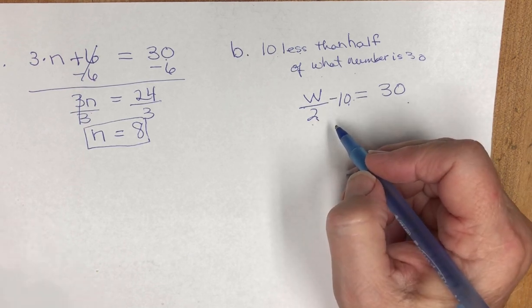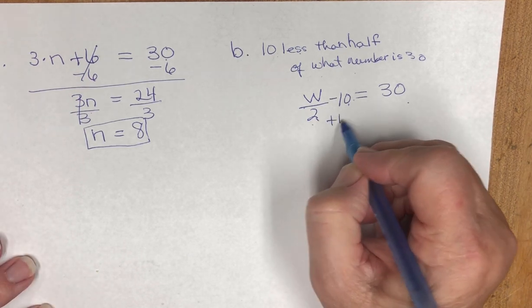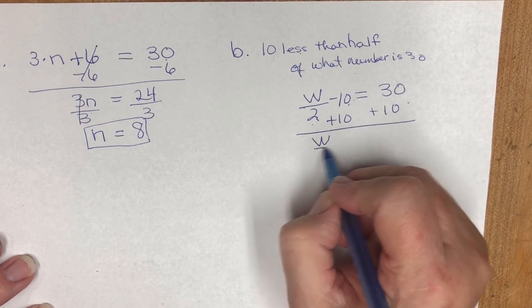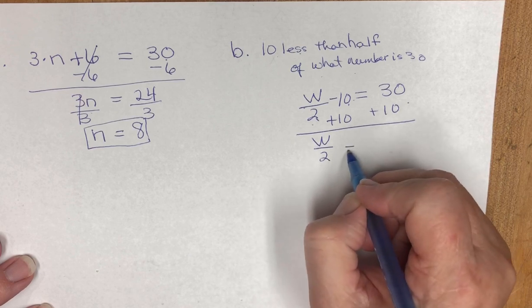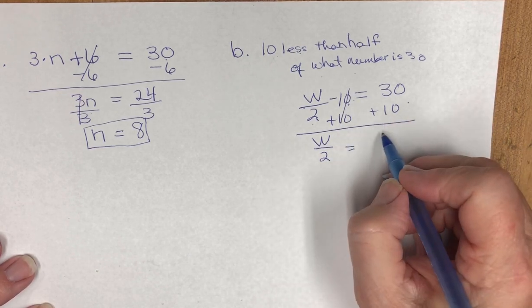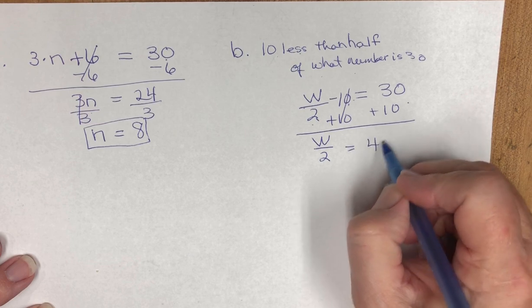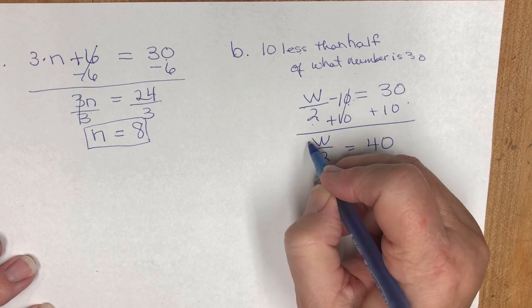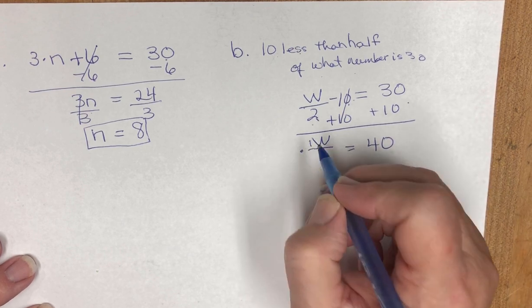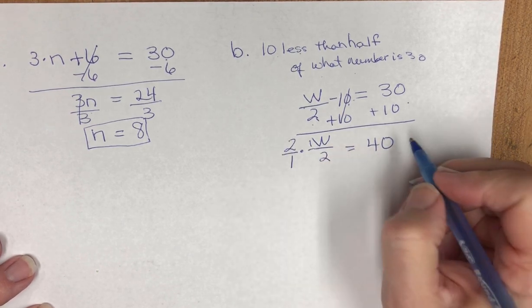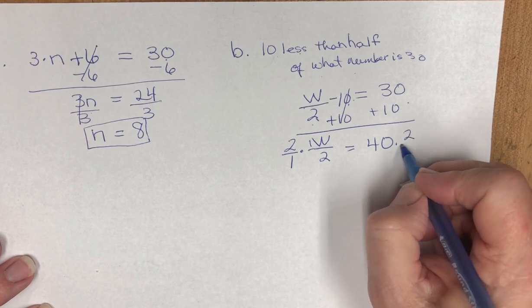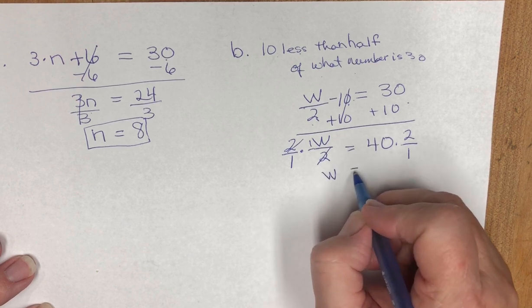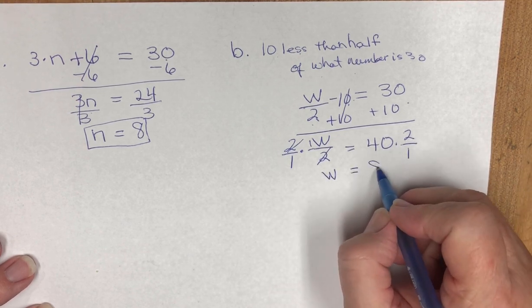Now we solve it the way we solve everything. We add 10 to both sides. So now we have what number divided by 2 equals, because these cancel, equals 30 plus 10 is 40. Now, the way we resolve this is the same as 1 over 2. So we're going to multiply it by 2 over 1. We're going to multiply this by 2 over 1. The 2's cancel. Now W is all by itself. 40 times 2 is 80.